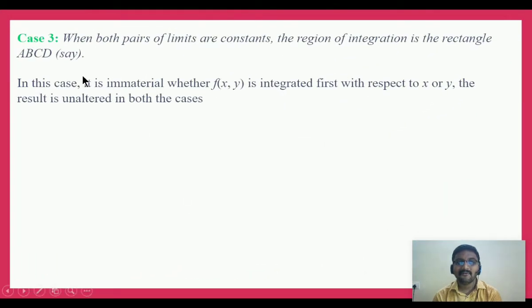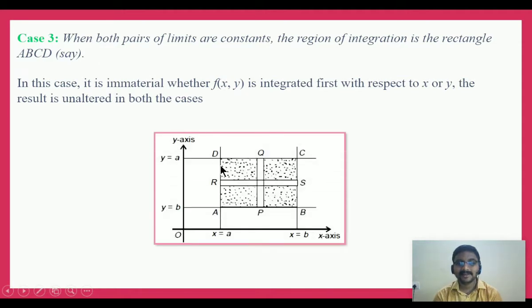Case 3. When both pairs of limits are constants, the region of integration is the rectangle, say ABCD. So look at this figure. Clearly all the limits of the double integral here are constant. That is x equal to a, x equal to b, y equal to a, y equal to b. Here the region is a rectangle, say A, B, C, D.